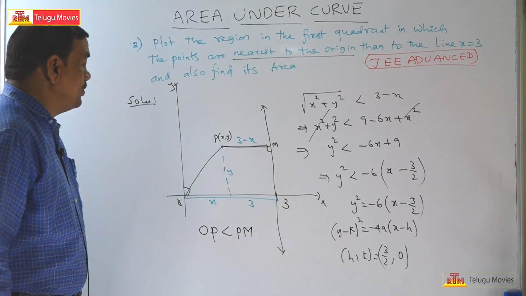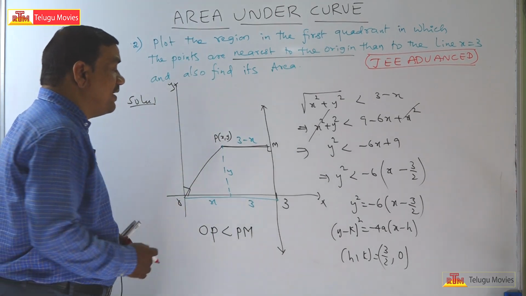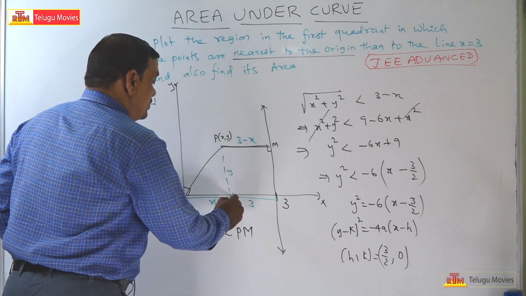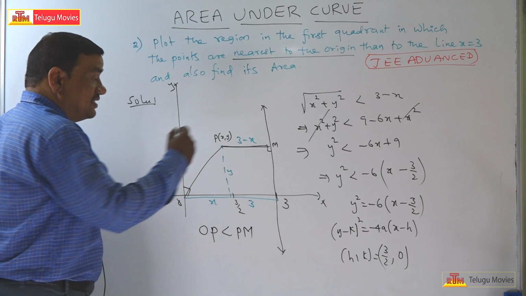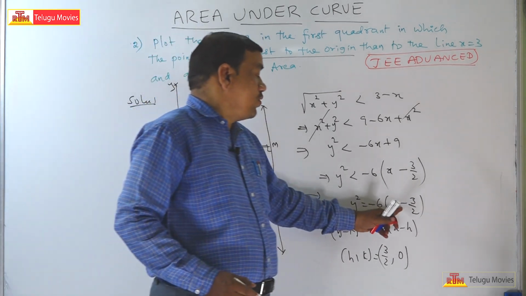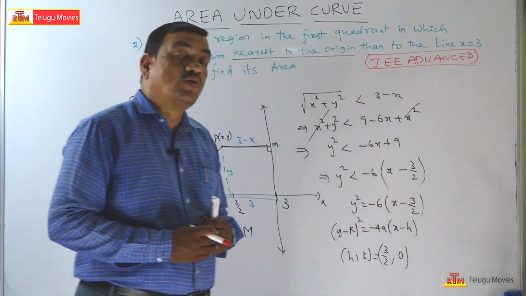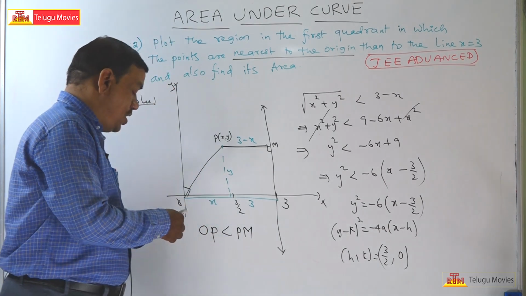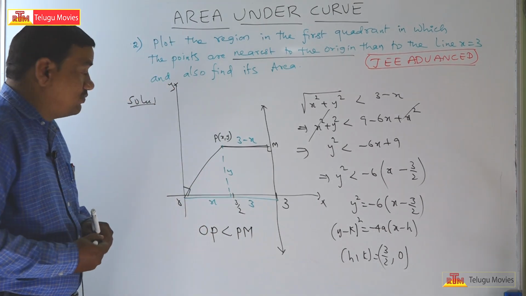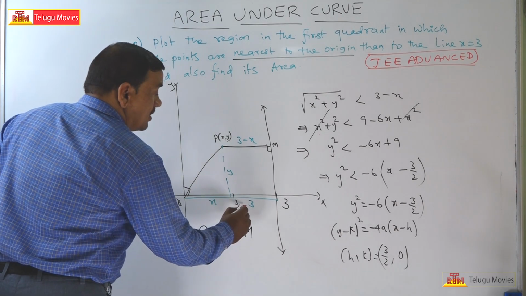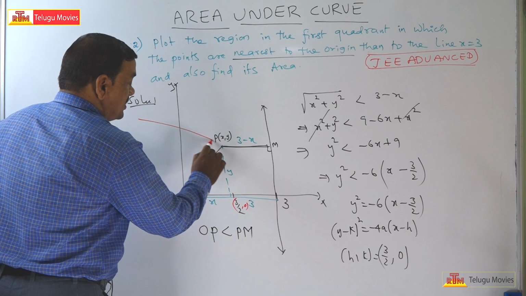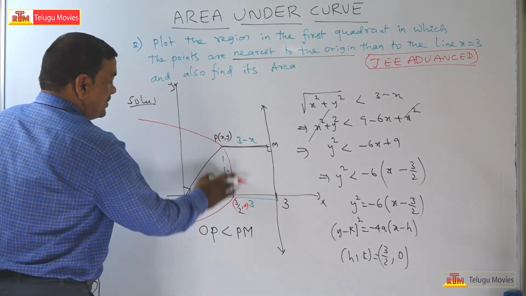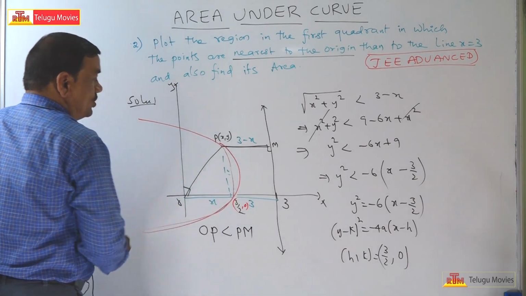Vertex is 3 by 2 comma 0. So let us draw it. 3 by 2 means 1.5. So this is 3 by 2. So it is a parabola. Here x is negative, which means an open leftward parabola. This is 3 by 2 comma 0, so you will get a parabola just like this.